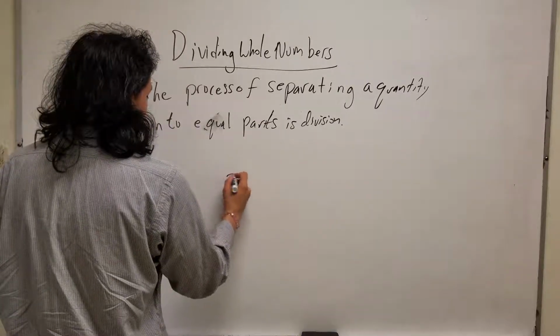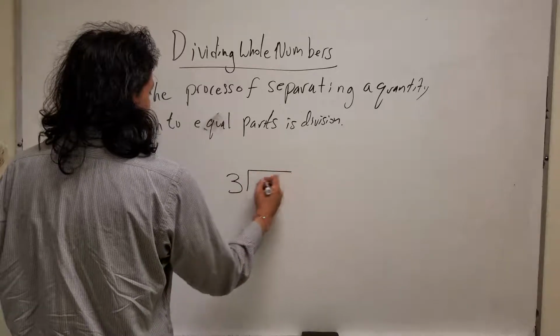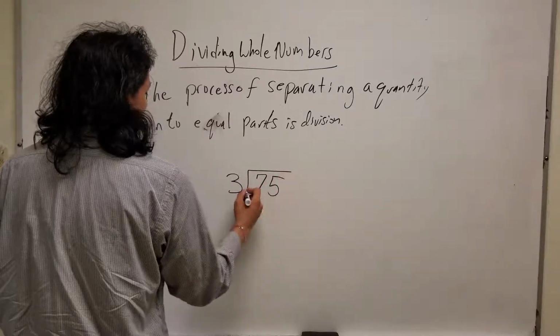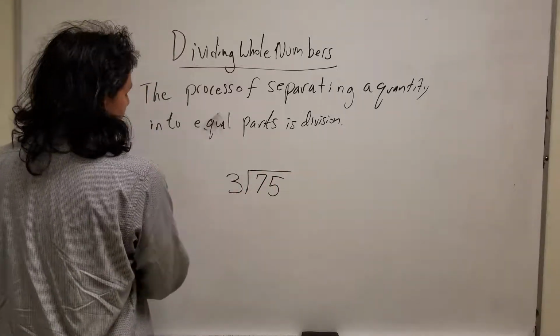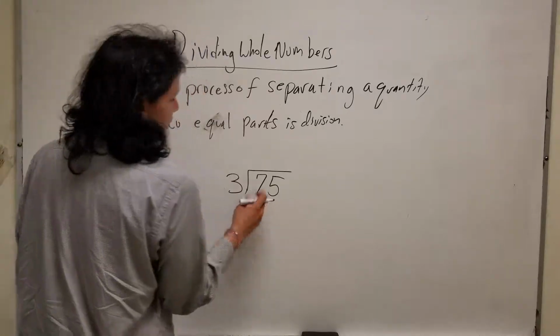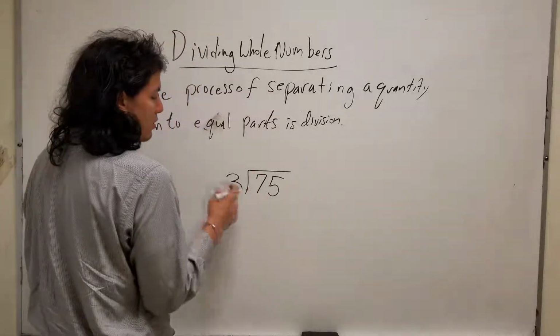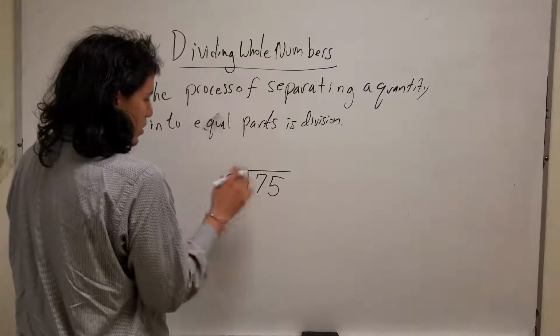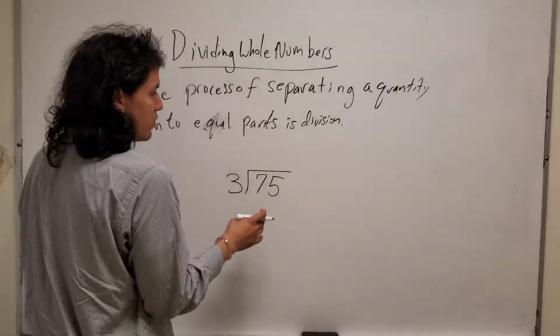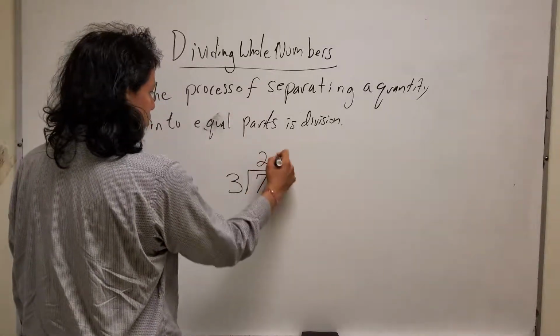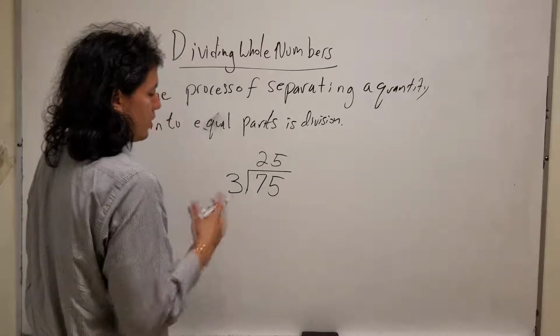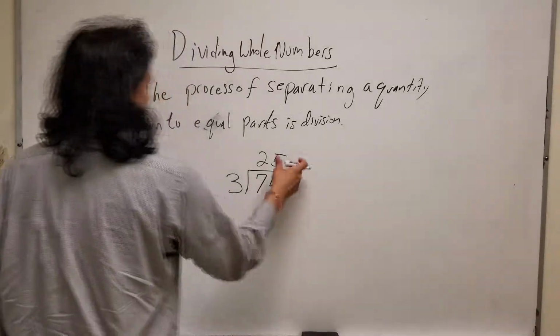So, for example, if I wanted 3 to divide into 75, or another way to say it is, can I break up 75 into 3 equal parts? Yes, I can. When you actually do the division, your answer is going to be 25. Now, let's give names to each of these things.